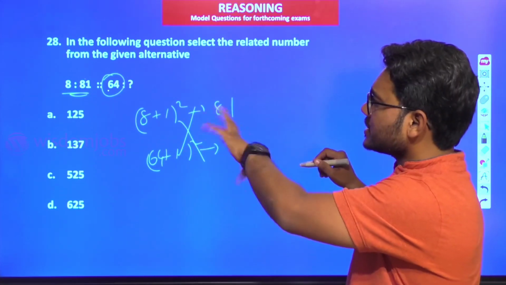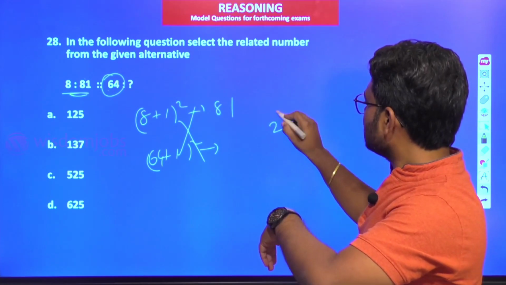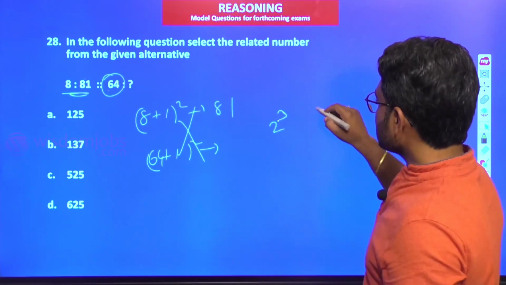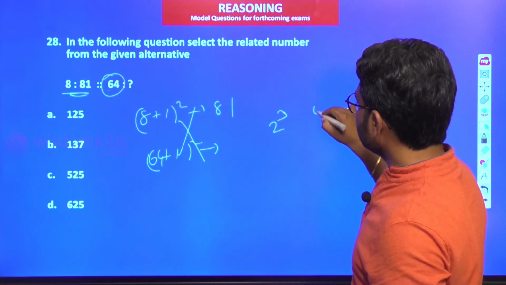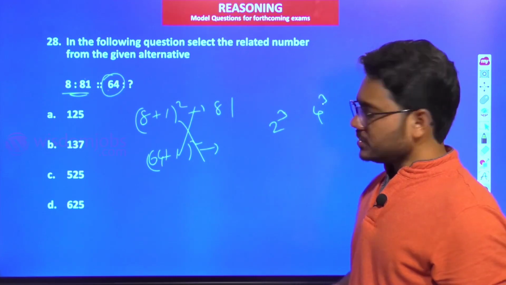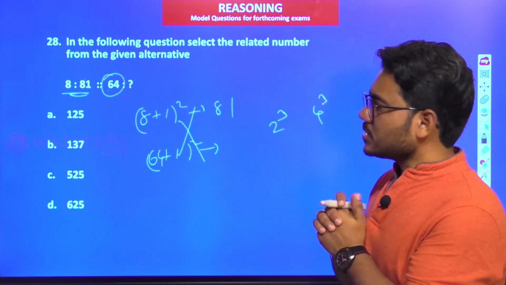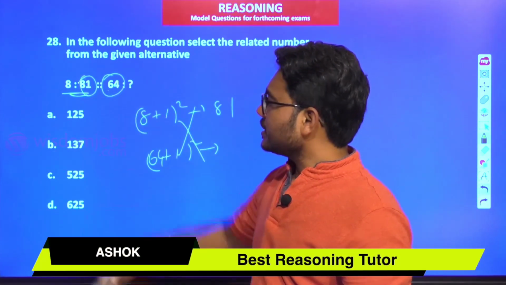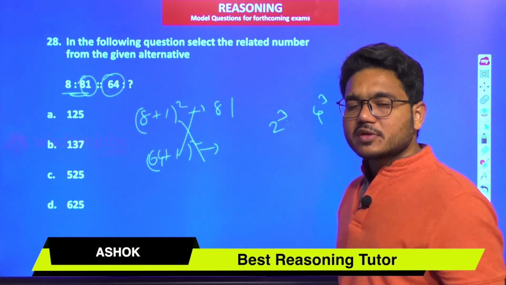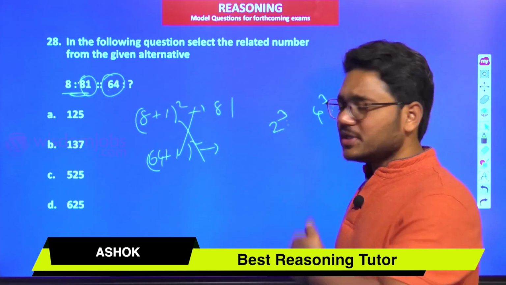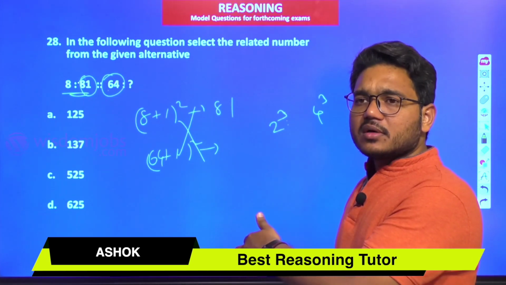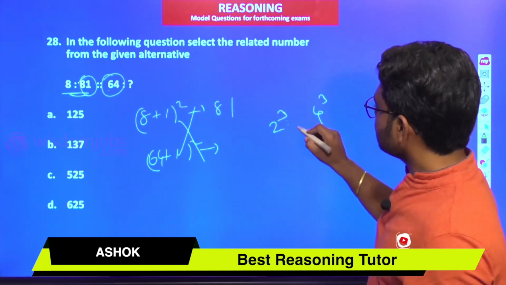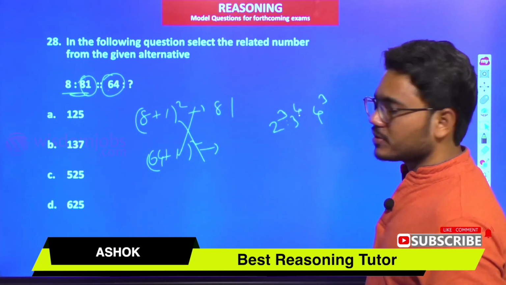Suppose, can you write this 8 as some square? No, only as 2 cube. And 64 can be written as 4 cube. So it is following a certain pattern here. We have written 2 cube now. How is 81 written in exponential form? Can it be written in any cube form? No. We can write 9 into 9 as 3 square into 3 square, so 3 power 4.